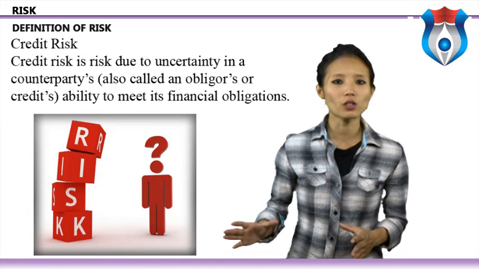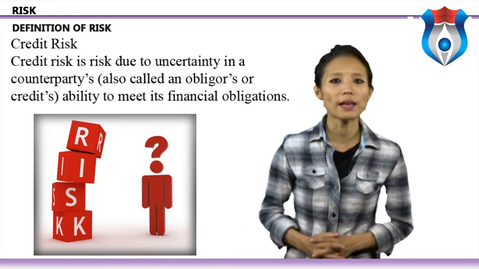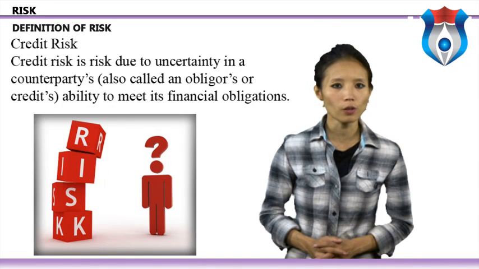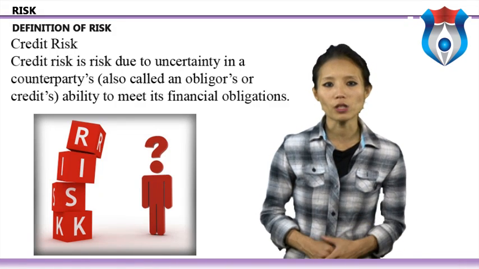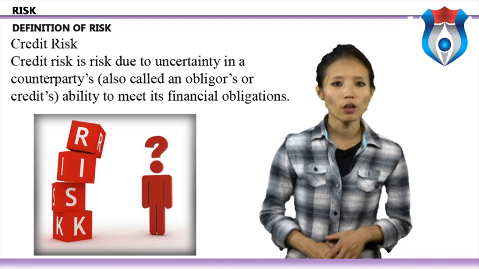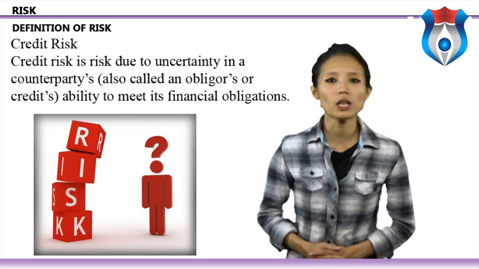Credit risk is risk due to uncertainty in a counterparty's, also called an obligor's or credit's, ability to meet its financial obligations. Because there are many types of counterparties, from individuals to sovereign governments, and many different types of obligations, from auto loans to derivatives, transaction credit risk takes many forms. Institutions manage it in different ways.